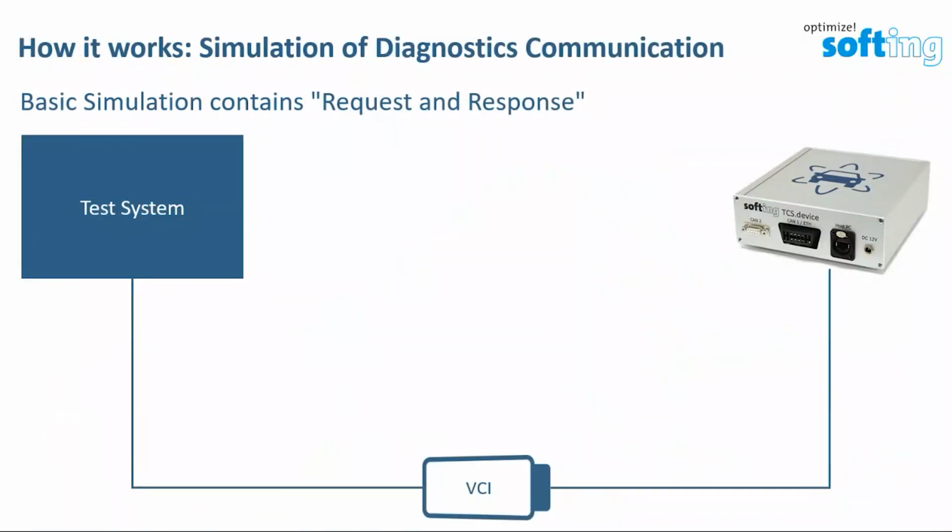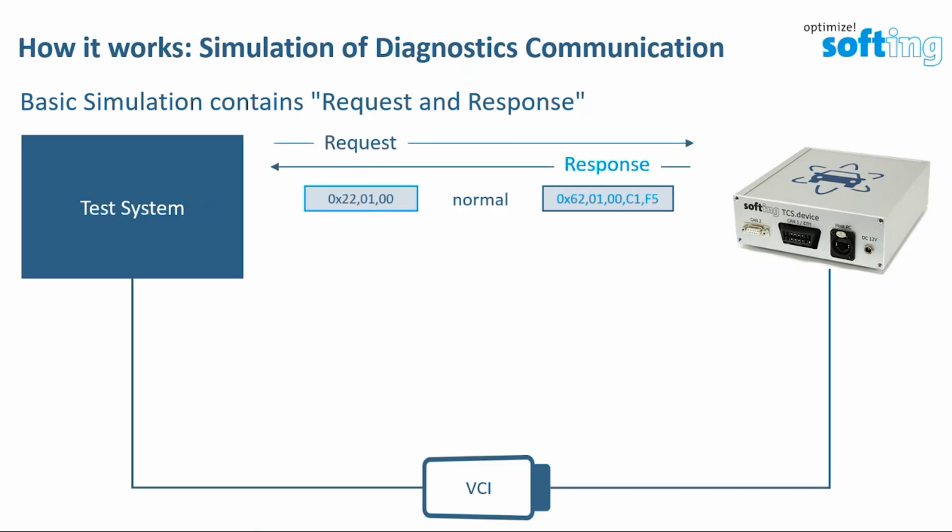So let's look at the functionalities. The basic simulation contains always a request and a response. This means we have a test system which always sends a request, and we also have the simulation, which is the device under test in real life, and it sends a response. So one example is one request, a normal response.